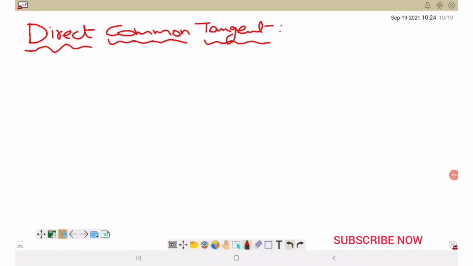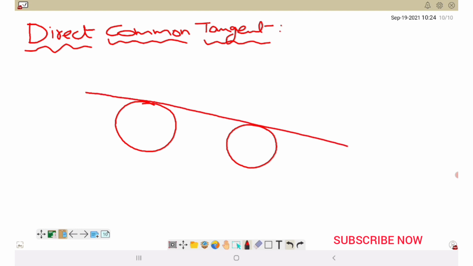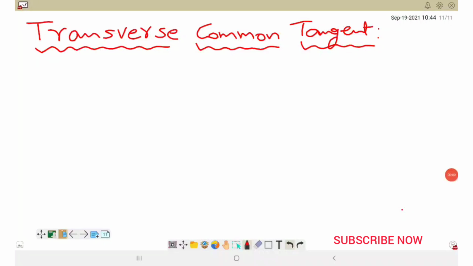Direct common tangent. If two circles lie on the same side of the common tangent, so this is the common tangent for the circles S equal 0 and S dash equal 0. These two circles lie on the same side of the common tangent. Then this is called a direct common tangent, DCT.